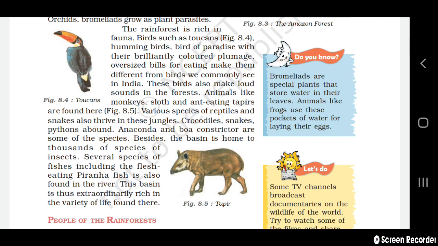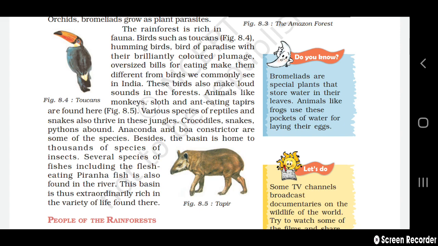Animals like monkeys, sloths, and ant-eating tapirs are found here. Here you can see a tapir. Various species of reptiles and snakes can also be found in the jungles of the Amazon, like crocodiles, snakes, pythons, anacondas, and boa constrictors.